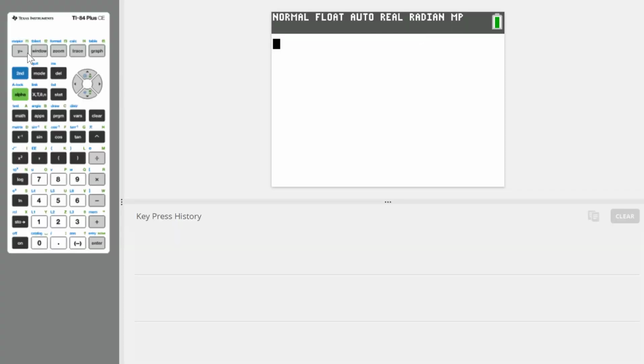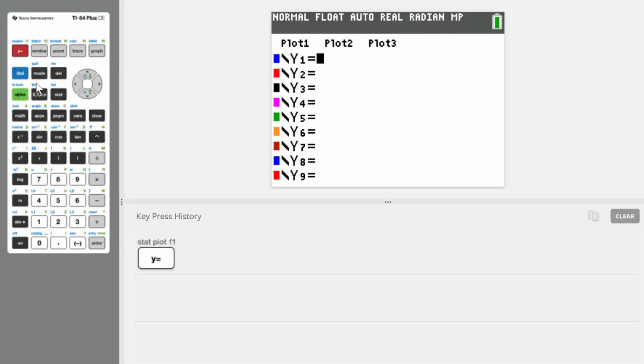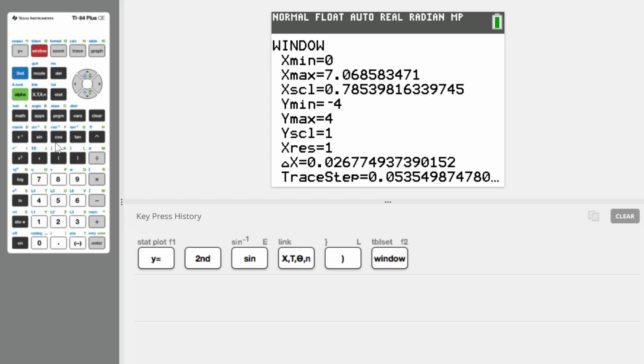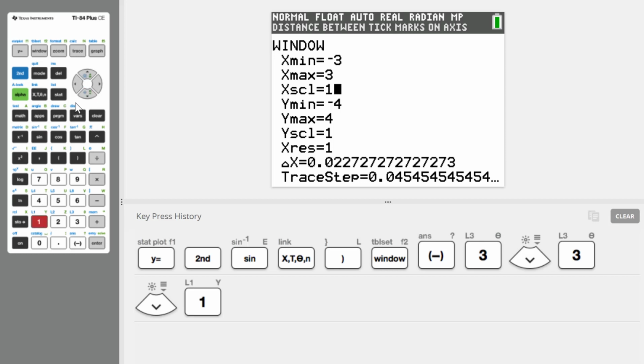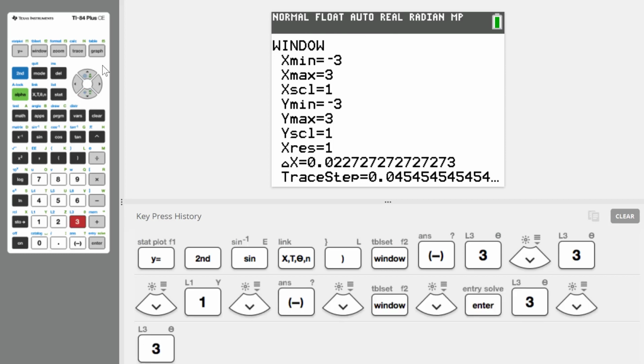Let's see, I am in radian mode. I'll go to the y equals area, type in sine inverse of x, and then the window requested was -3 to 3, counting by ones on both the x-axis and the y-axis. So we'll fix those numbers. And then let's hit graph.